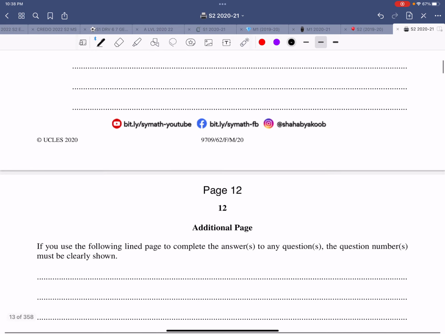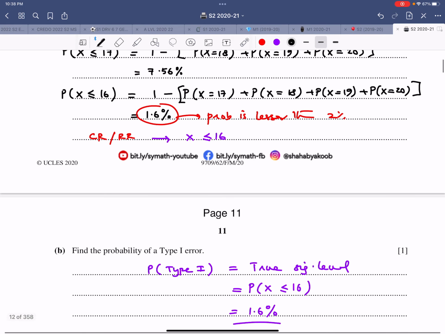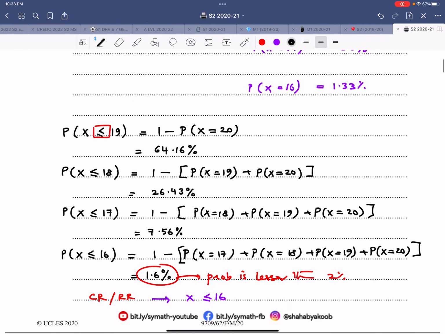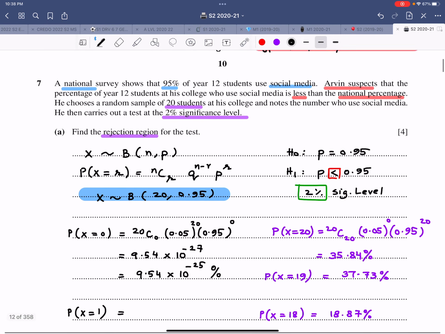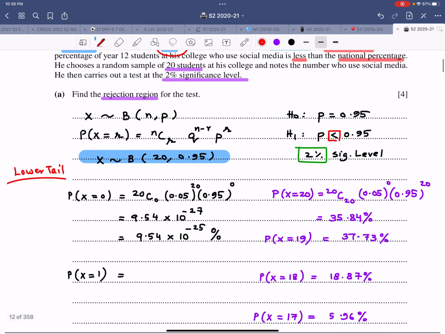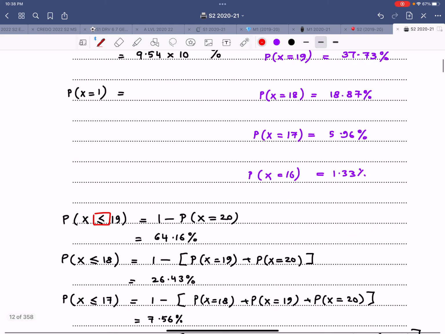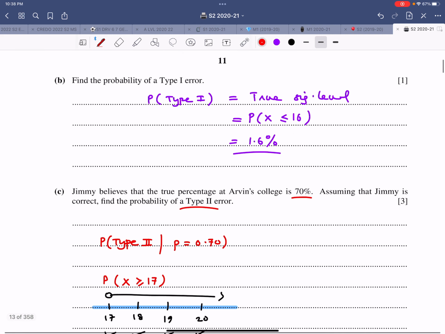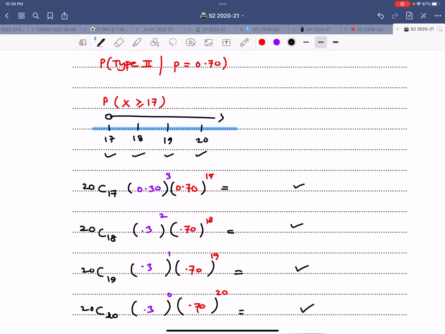So the second part was not difficult. The third part was not difficult. The main difficulty was because there was such a high percentage of success that even though we had to go towards the lower tail, we had to do it by subtraction. So this was truly an out of box question. So that completes this particular paper. That is the Feb March 2020 S2 paper, which is paper number 6.